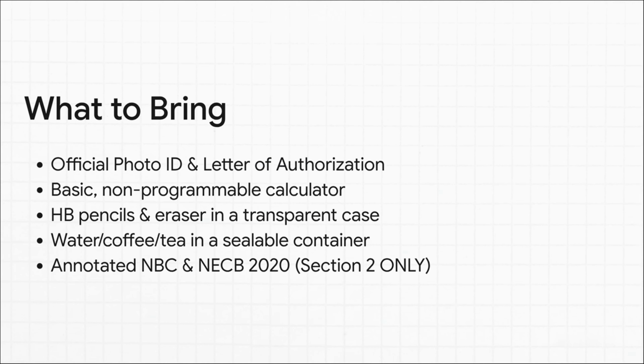Now, let's talk about your exam day toolkit. Here's exactly what you need to bring. First, your official photo ID and that letter of authorization. No documents, no exam, period. Bring a basic calculator, HB pencils in a clear case, and a drink in a sealable container. And for Section 2 only, I'll say that again, only for Section 2, you can bring your annotated copies of the National Building Code and the National Energy Code.